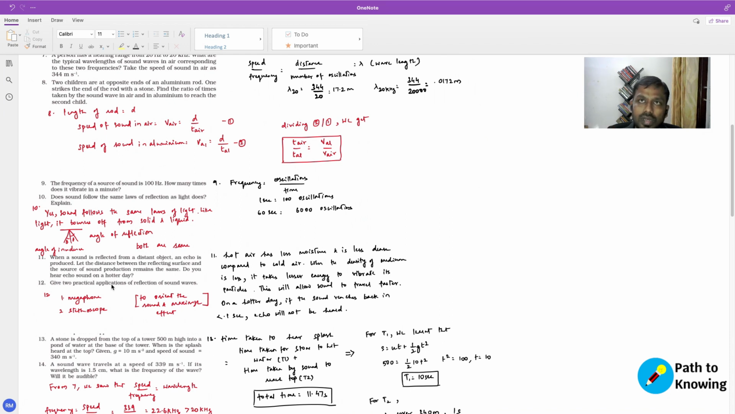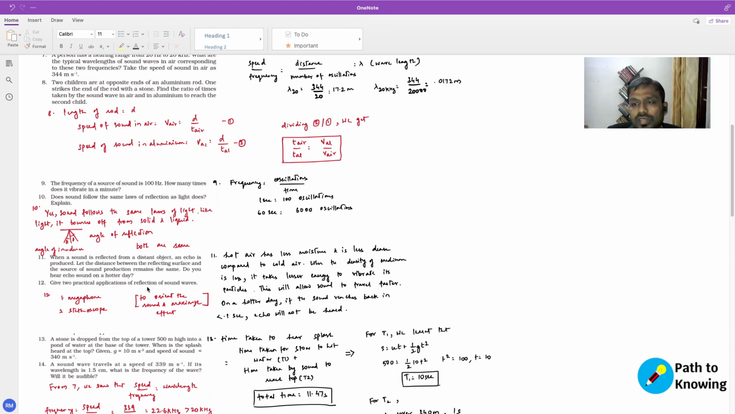And we also know that as long as the time delay is greater than 0.1 seconds, our brain can process the echo and recognize it as an echo. So, on a hotter day, if the sound reaches back in less than 0.1 seconds, the echo will not be heard. But if the sound takes more than 0.1 seconds on a hotter day to reach us, then the echo will be heard.